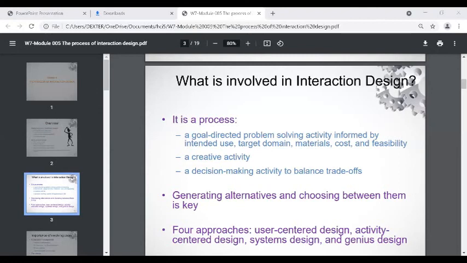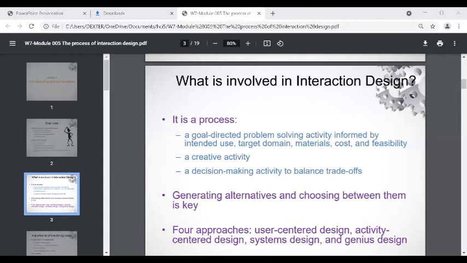Generating alternatives is a key principle in most disciplines, and one that is also central to interaction design. Linus Pauling, twice a Nobel Prize winner, once said, "The best way to get a good idea is to get lots of ideas." Generating lots of ideas is not necessarily hard, but choosing which of them to pursue is more difficult.